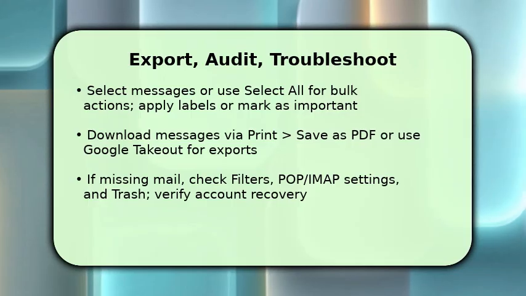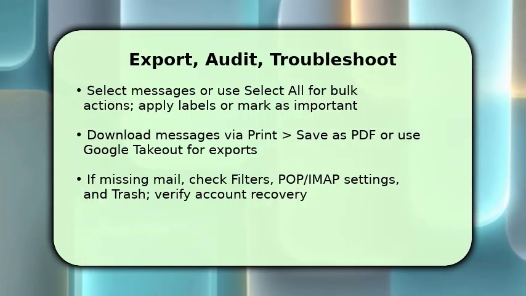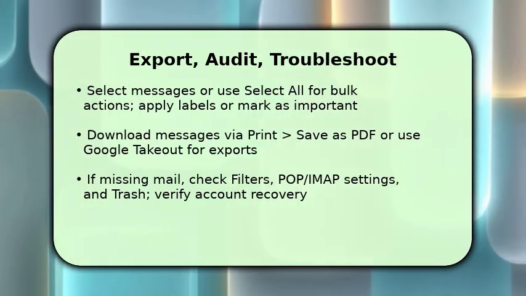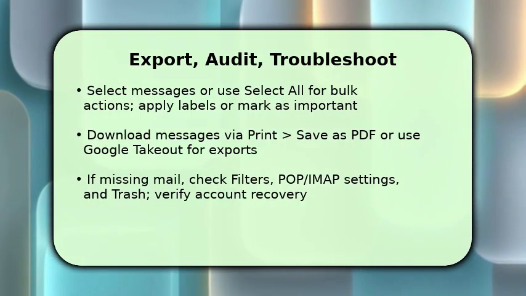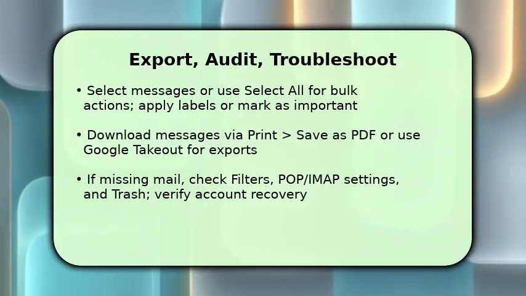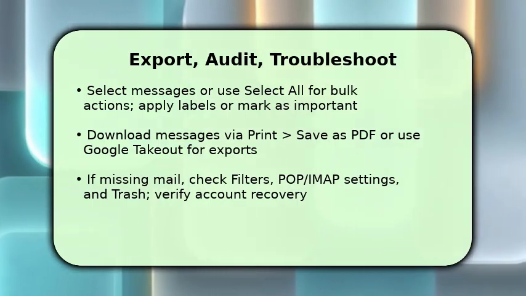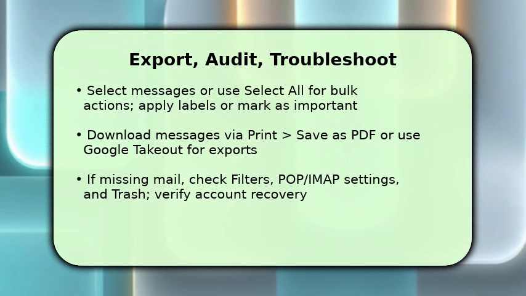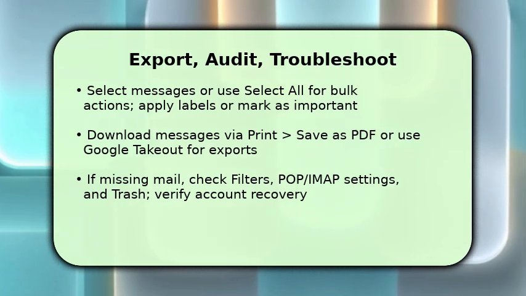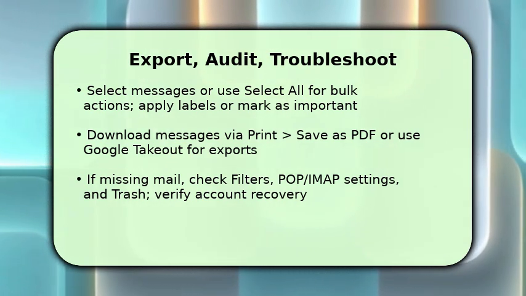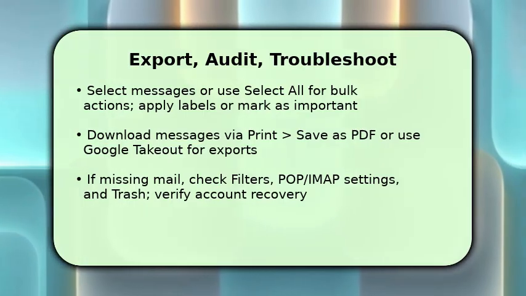If you're performing an account review, check filters and forwarding under settings and audit connected devices in Google Account Security. If expected emails are missing, look in trash and spam, confirm no filters auto-delete, and verify IMAP/POP settings. If problems persist, sign out on other devices and retry after clearing cache. That often resolves sync issues.